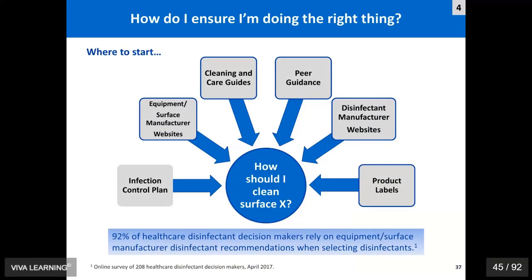So how do you know you're doing the right thing? Well, first of all, you want to look at the product labels. I've already talked about that. Talk to your manufacturer's rep. Take a look at your manufacturer's instructions for use on your equipment and see what they say you should use, because you want to be using the right product. You don't want to destroy this valuable equipment.